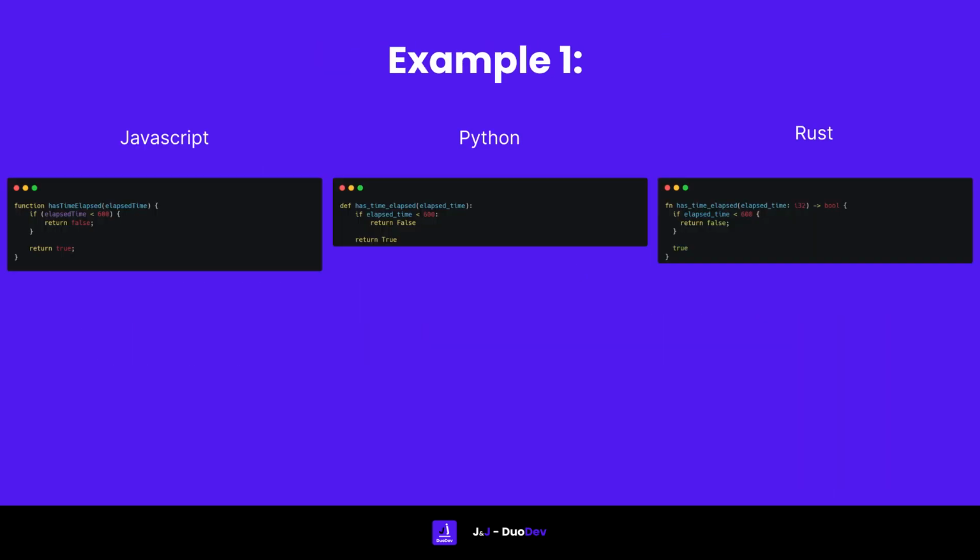On the screen, you will see the same code in three different languages: JavaScript, Python and Rust. In the first example, we have a simple function that checks whether the provided elapsed time variable exceeds the number 600. I would like to ask you, what does that number mean? Does it represent milliseconds, seconds, or maybe minutes?